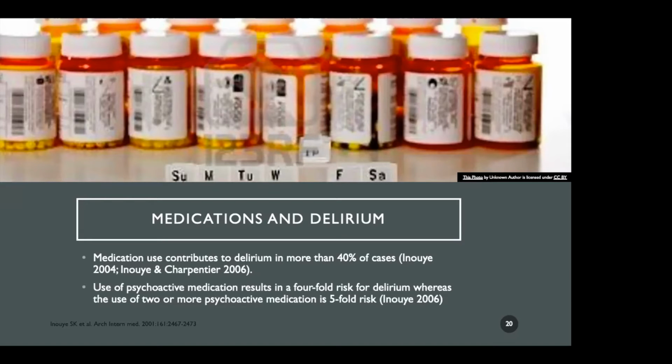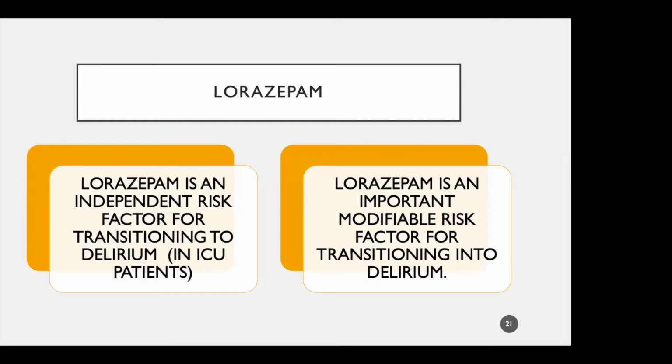And I'm going to talk about one such medication. Next slide is lorazepam, which is an anxiety medication. Did you know that it is an independent risk factor for transitioning to delirium in an ICU setting if you are given lorazepam? And look at it. It is an important modifiable risk factor.